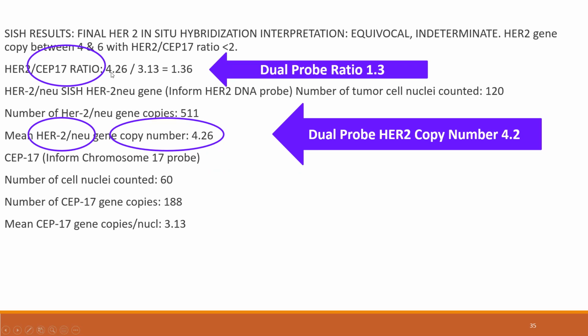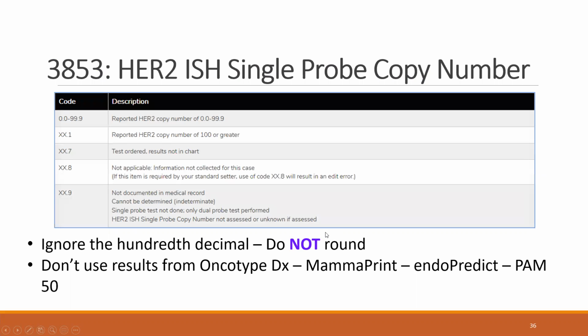Okay. Also, we want the HER2 copy number of 4.26. Here is the SEP17 copy number. We do not need that. We don't need to text it. All right, well, I've got some more examples coming up.